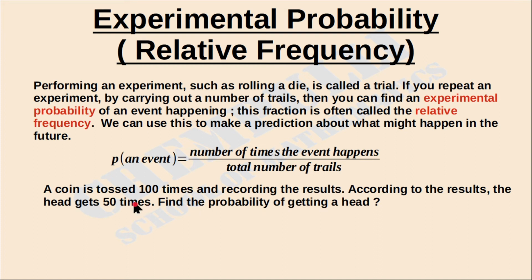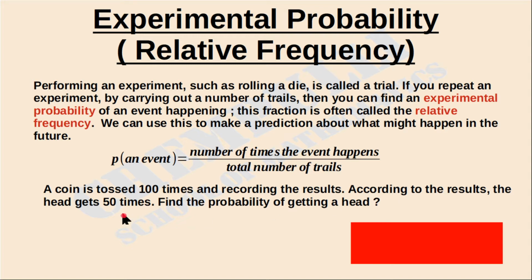A coin is tossed 100 times and the results are recorded. According to the results, the head comes up 50 times. Find the probability of getting a head. In this case, what's the total number of trials? A coin is tossed 100 times, so the total number of trials is 100.